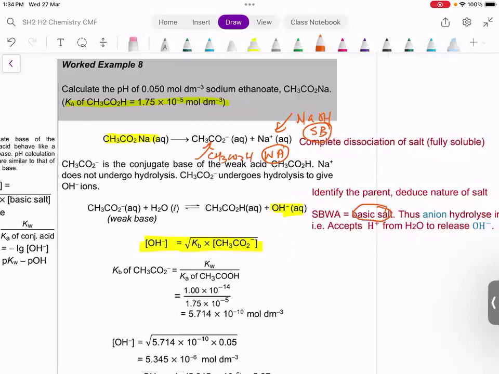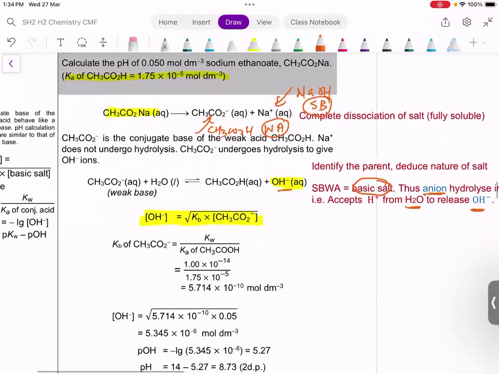Because it's a basic salt, I know that it's going to release OH minus. Hence, it must be the anion that reacts with the water to release the OH minus. So that's why we write the equation this way: proton transfer from water to your A minus. Because of the OH minus released, the extent of hydrolysis is measured by the Kb value.